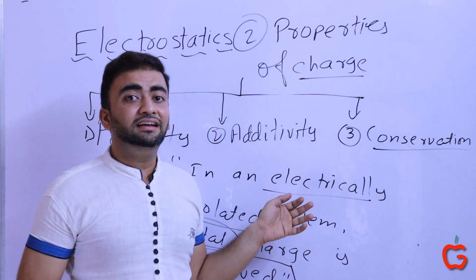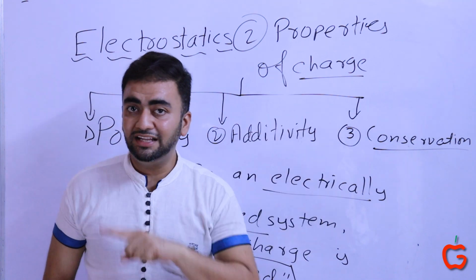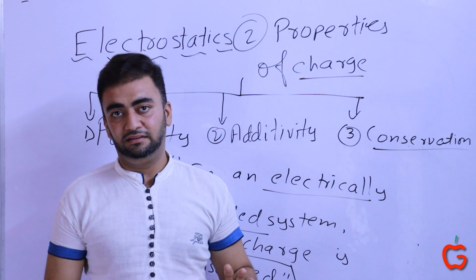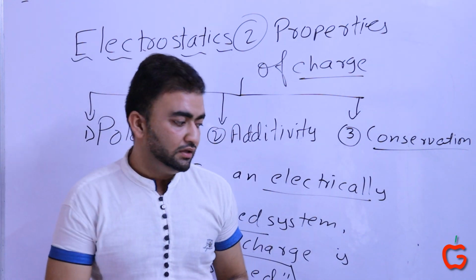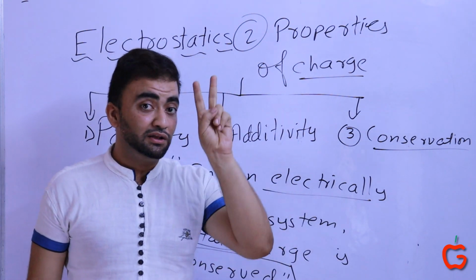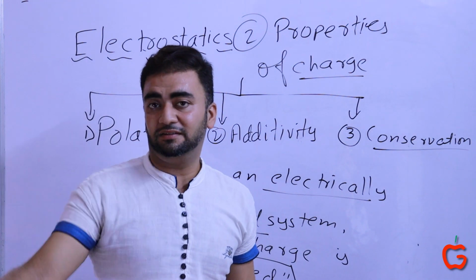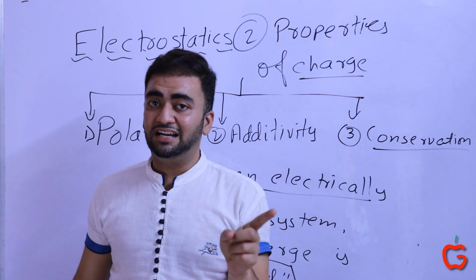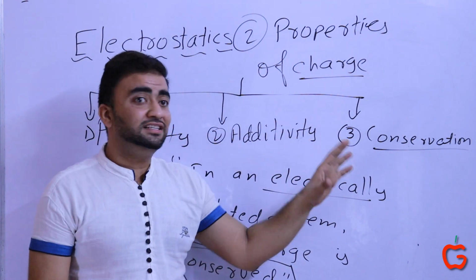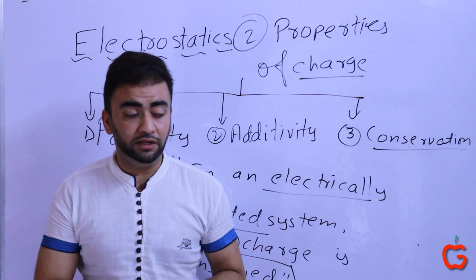This law says that charges can be created or destroyed, but the total charge will remain the same as it was earlier if the system is isolated. So this law does not state that charges cannot be created nor destroyed. This law says that charges, if created, are always created in pairs. If destroyed, charges are always destroyed in pairs. So the law of conservation of charge implies pair production of charges. Okay.